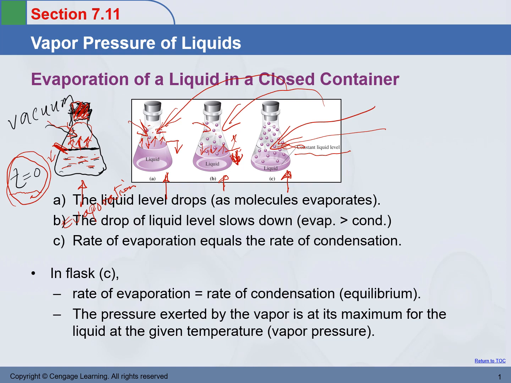So at equilibrium, there is the maximum amount of gas particles above the liquid, in the space above the liquid. So we know if you have the maximum amount of gas, then the pressure exerted by the vapor is at its maximum right now. This pressure, the pressure exerted by the vapor in flask C, where the condensation and the evaporation are in equilibrium, is called the vapor pressure.